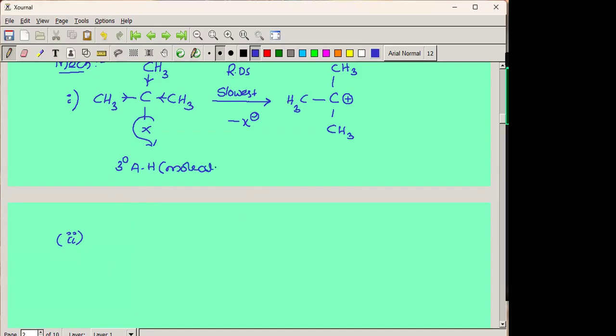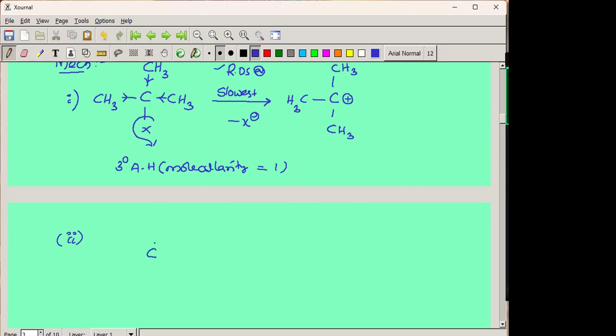This is the difference between molecularity and order. Molecularity is equal to 1. Order is nothing but the number of concentration terms involved in the rate equation. So what is molecularity? The number of reactant molecules involved in the rate determining step or the slowest step of a reaction. Is it clear? So that is about molecularity. That's why here the molecularity is 1.